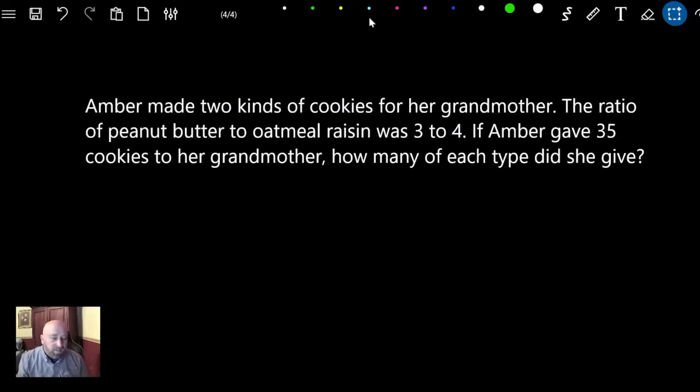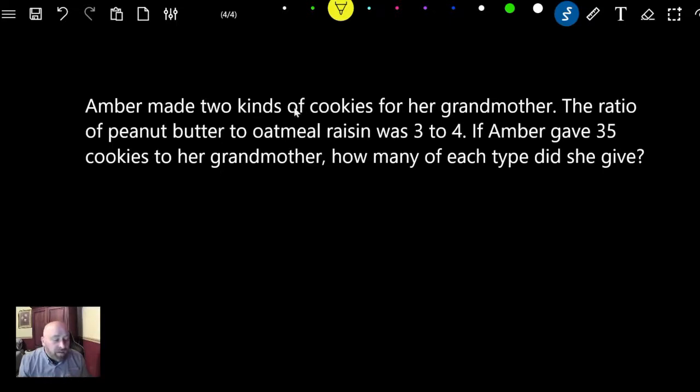All right, let's look at this sample problem here from your book. Amber made 2 kinds of cookies. I love cookies. Do you love cookies? My favorite are chocolate chip. I don't know what your favorite are, but I love chocolate chip cookies. I really love all cookies, but chocolate chip, if you're going to make me some, send them to me.